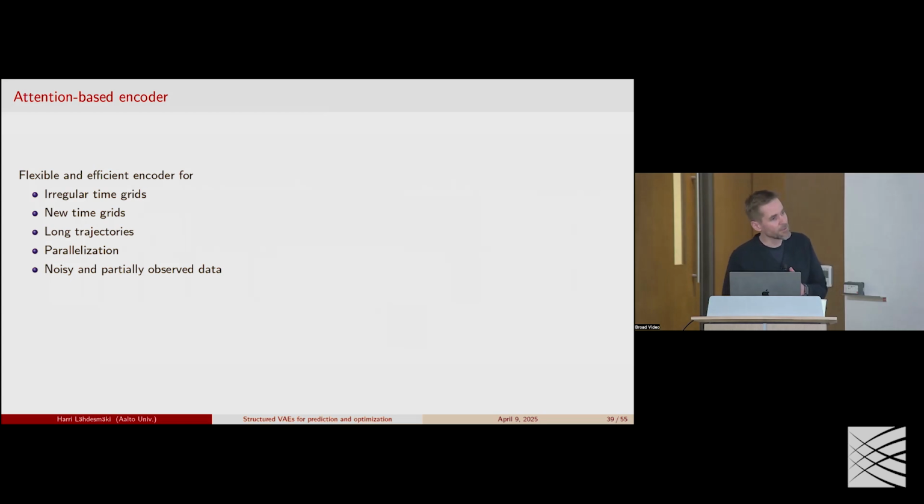So then the second important aspect is the specific type of attention-based encoder model to be able to implement these both efficiently and accurately. And we have been proposing the encoder which is flexible and efficient, such that it handles irregular time grids, so the time points can be arbitrary in your measurements, such that the encoder generalizes to new time grids at test time. It can handle long trajectories. It allows us to do parallelization, as I'll show a bit later, and then handle noisy and partially observed data.